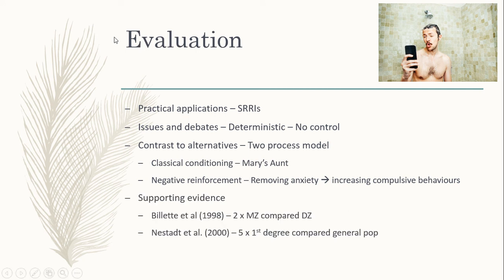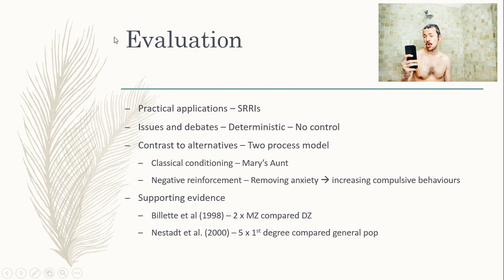However, a saving grace of the biological approach is supporting evidence, and you should be familiar with Billett and Lestrade because we've looked at those before in the biological approach, so hopefully you can see that I'm trying to save you time and effort. They found it's 2 times more likely for an MZ twin to develop OCD if their twin has OCD compared to DZ twins. So you are more likely to develop OCD if you are an MZ twin whose twin has OCD than a DZ twin. As we know, MZ twins share 100% of their DNA, whereas DZ twins only share 50% of their DNA.